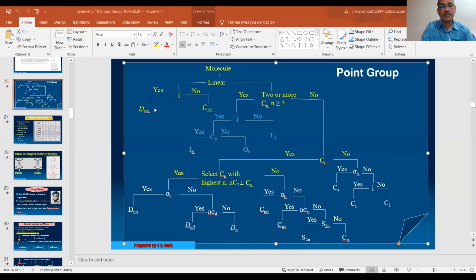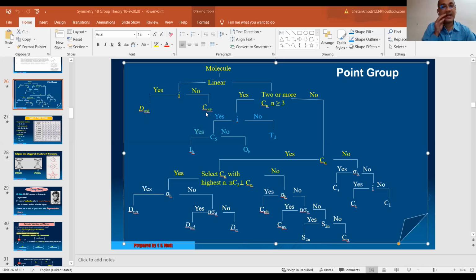Like carbon dioxide. Carbon dioxide is a linear molecule with oxygen on both ends and the center point where carbon is situated. So in this case, center of symmetry i is present, so the point group of that linear molecule is D infinity h. Now, if center of symmetry i is absent, then the point group must be C infinity v.